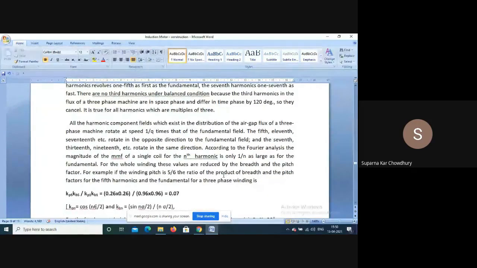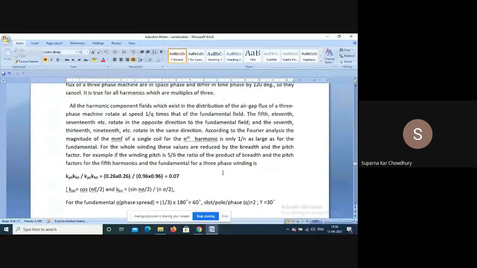So all the harmonic component fields which exist in the distribution of air gap flux of a 3-phase machine rotate at a speed 1/q times that of the fundamental. The fifth, 11th, 17th rotate in the opposite direction. The 7th, 13th, 19th rotate in the same direction.